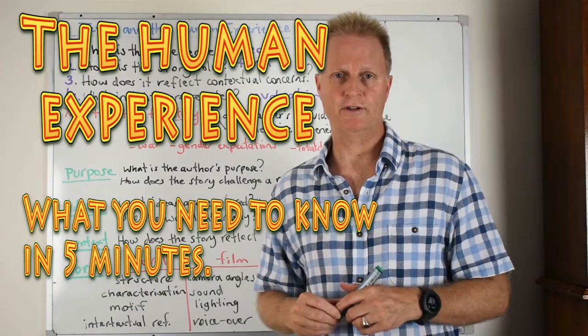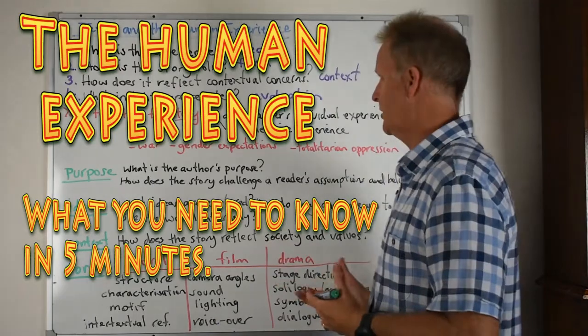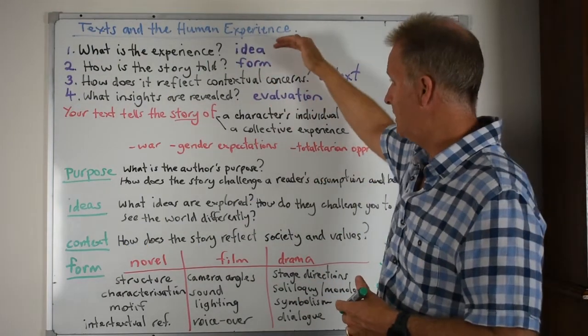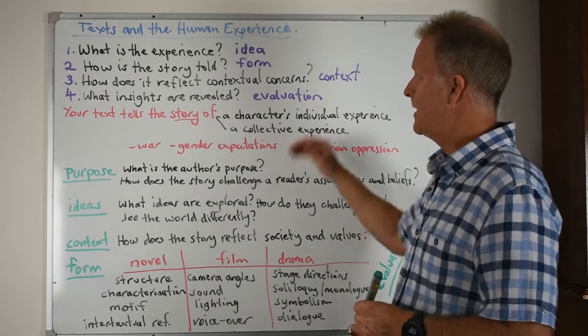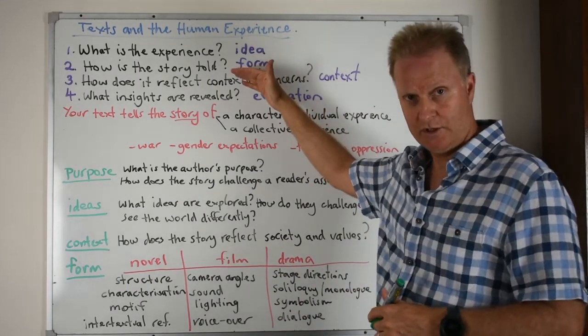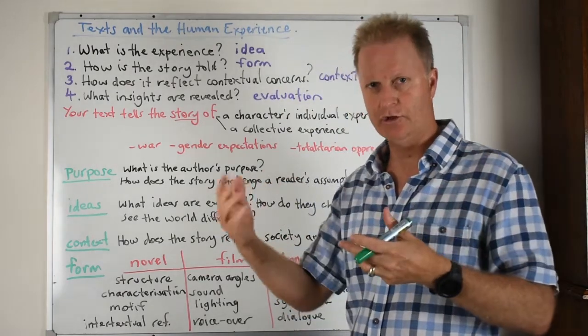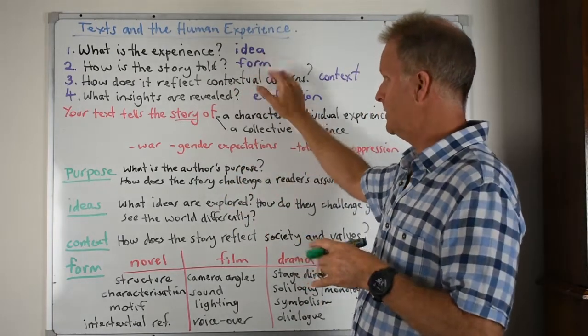When we're preparing for a text and human experience essay, we want to cover 4 central areas. So here they are. What is the experience? So what are the ideas that are being presented in the story that's being told? Then we want to look at how the story's been told. So how has form been used? How has the author, the director, the playwright used their form to shape that story?